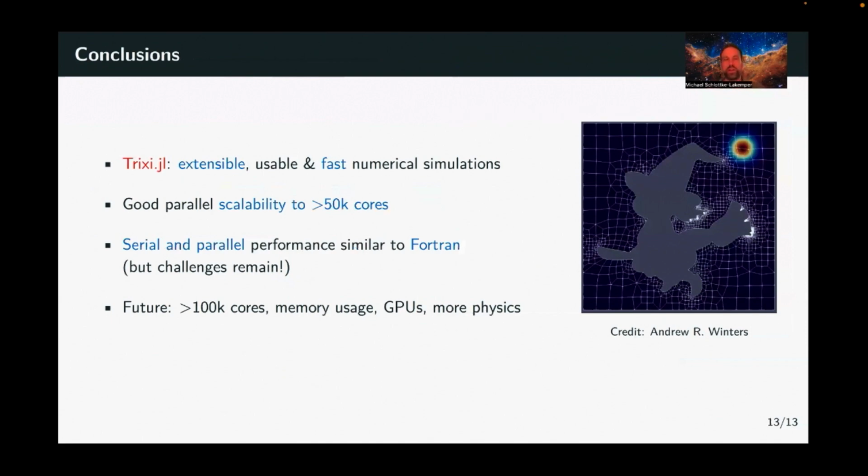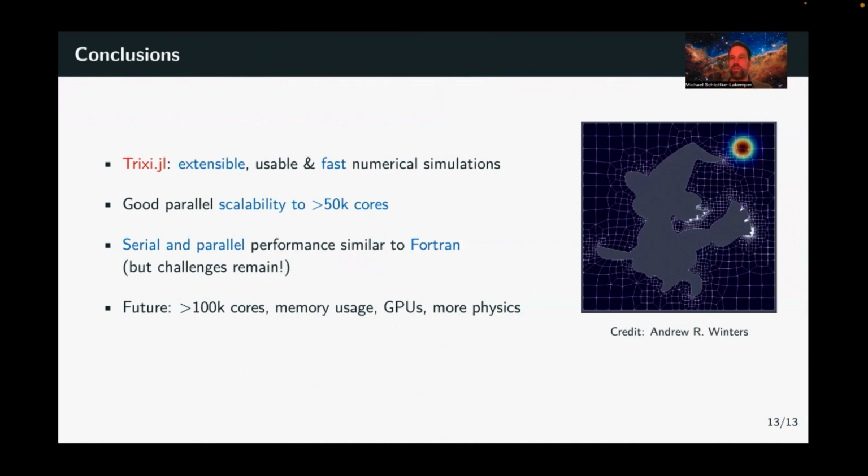So what are the conclusions? First of all, I introduced Trixi as an extensible, usable, and fast framework for numerical simulations. We were able to show that we can get good parallel scalability to more than 50,000 cores. And the key takeaway message here is that, yes, Julia is capable of doing HPC computations also in traditional HPC applications like computational fluid dynamics.